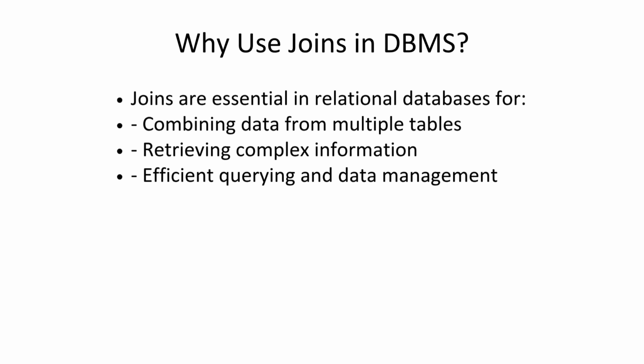Visual representation of joins. To better understand joins, let's visualize them. Inner join: intersection of both tables. Left join: all from left, matching from right. Right join: all from right, matching from left. Full outer join: union of both, even unmatched. Using Venn diagrams can make these concepts very clear.